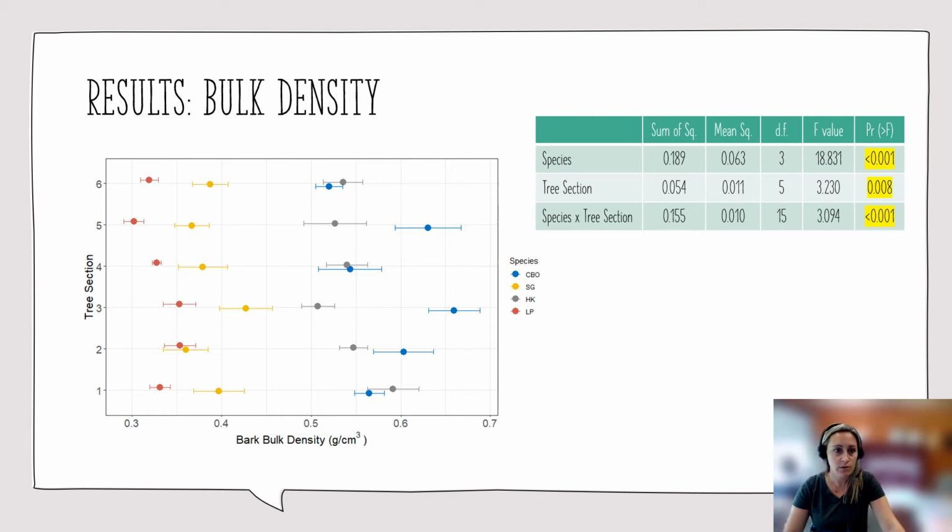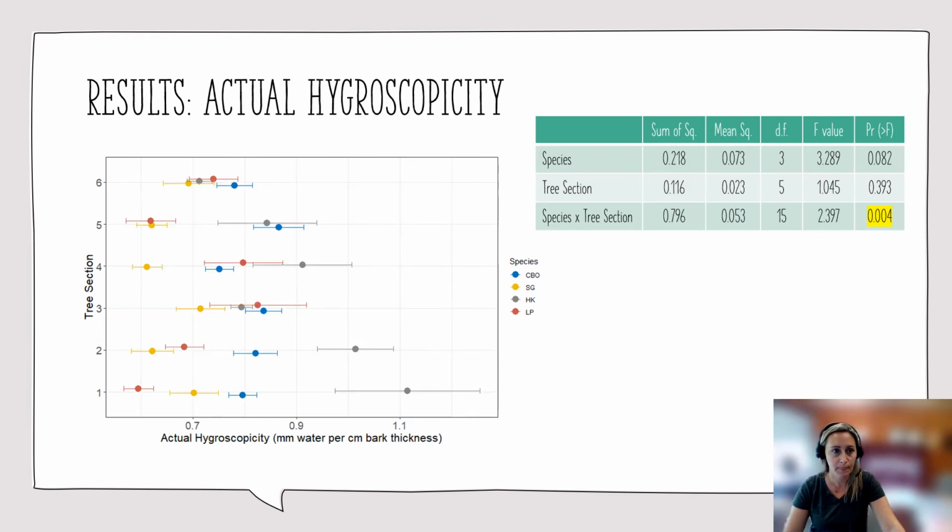At the species level, cherry bark oak in blue, sweet gum in yellow, and loblolly pine in red bulk density varied along stem section, while hickory bulk density in gray did not change. Even though bulk density varied along stem sections, it did not trend consistently in one direction or another, i.e., it did not consistently increase with stem height or consistently decrease with stem height.